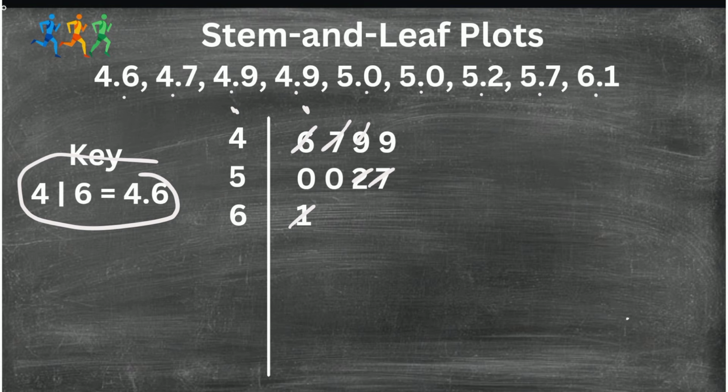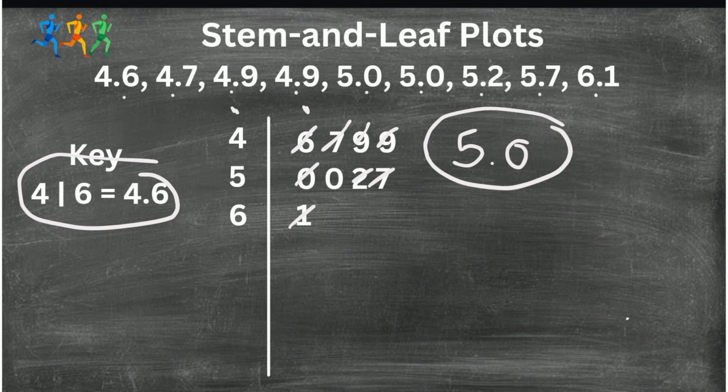Now we go here, and we go here, and we're down to one number. Looking at the key, I know this is 5 and 0/10. So there's the median. I hope that was helpful.